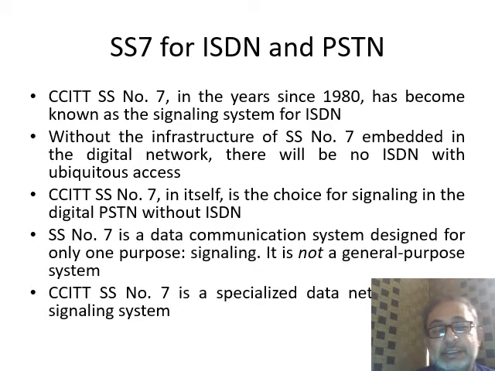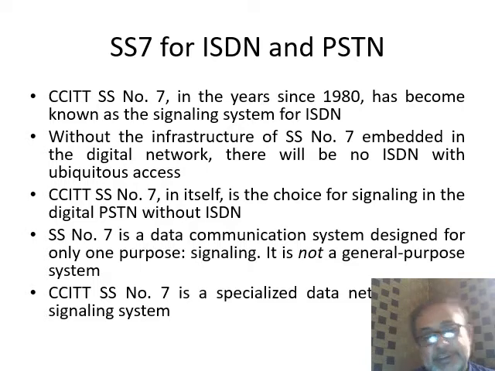CCITT signaling system number 7 was developed in 1980 and has become known as the signaling system for integrated services digital network. Without the infrastructure of SS7, ISDN could not be possible. And in parallel to that, signaling system number 7 is also used for the telephony all over the world.